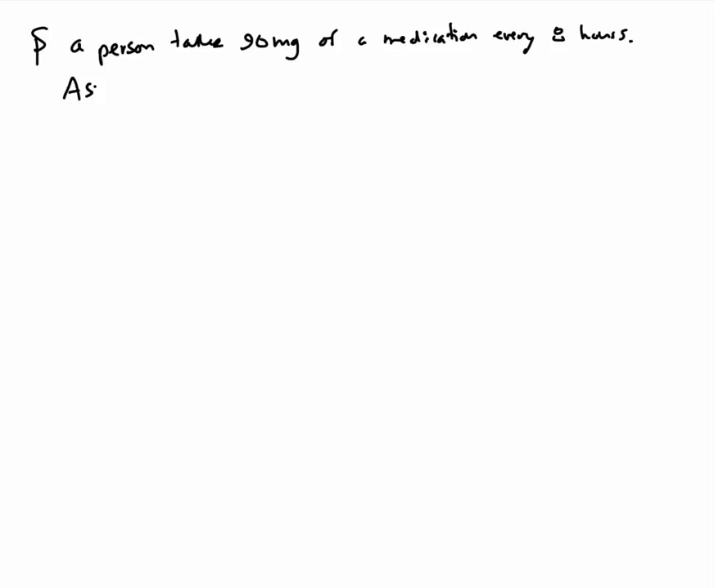We're going to assume the half-life of the medication is 8 hours. So that means after 8 hours, half the medicine that was in your system 8 hours ago is gone and half is left. What we want to do is find some sort of relationship to describe the amount of drug that's in the blood after the nth dose. So let's go ahead and look at our initial dose.